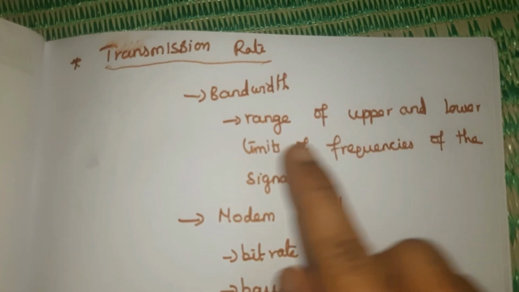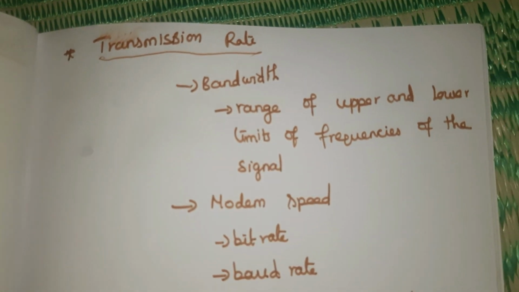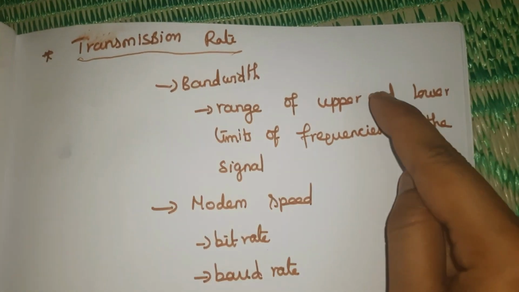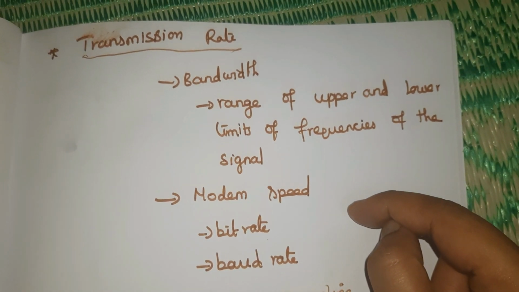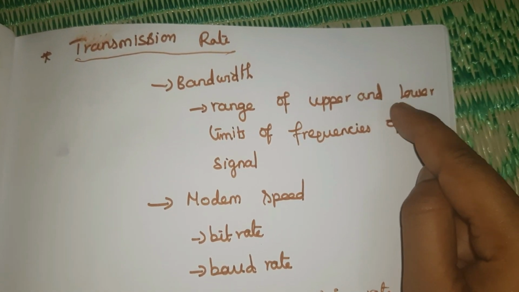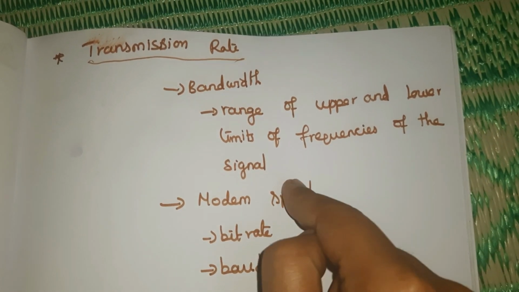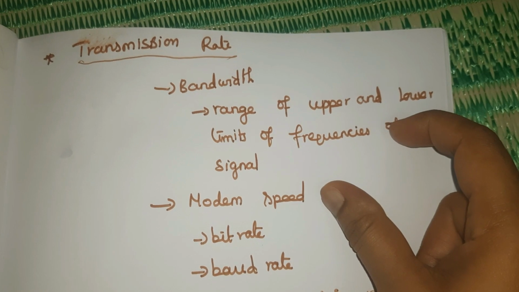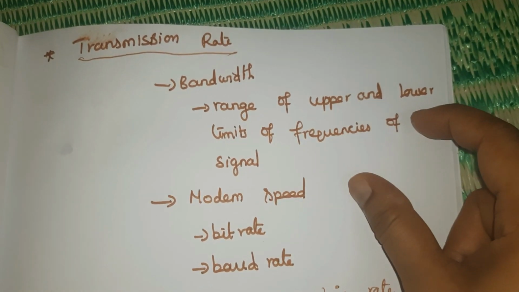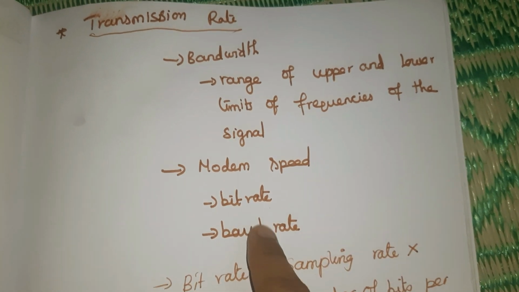Next is transmission rate. The transmission rate of a modem depends on bandwidth and also the modem speed. Transmission rate is used to describe the modem's capability of receiving and transmitting in terms of bits per second. First of all, bandwidth is the range between the upper and lower limit of frequency of the signal. Next one is modem speed.